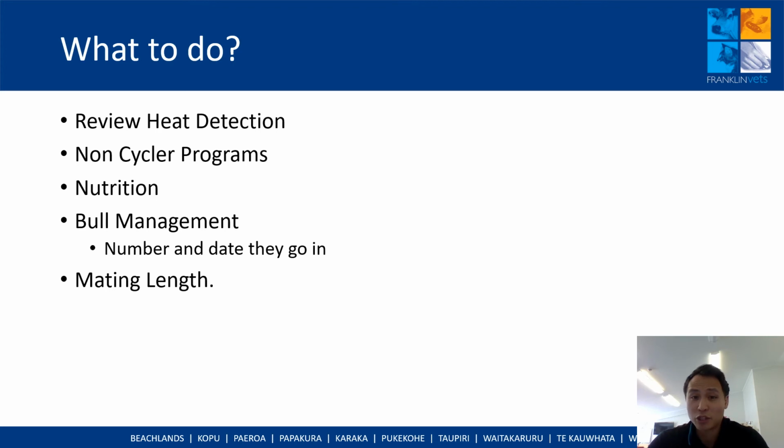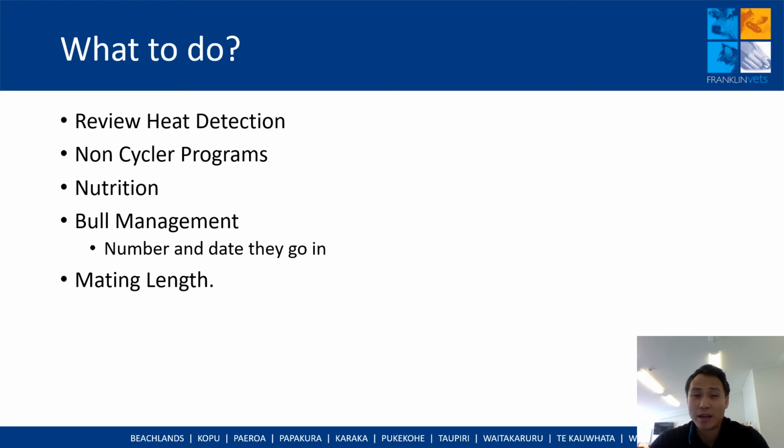Now, the second main issue we normally see would be non-cycling cows. So no matter how good your heat detection is, if the cows aren't cycling, you're not going to be able to put them up and you're not going to be able to mate them. Now, non-cycling cows can be caused by a variety of reasons, such as low body condition score, uterine infections, or have been poorly grown. So the best way to deal with these cows is to identify them early with pre-mating heats and treat them with a non-cycler program.